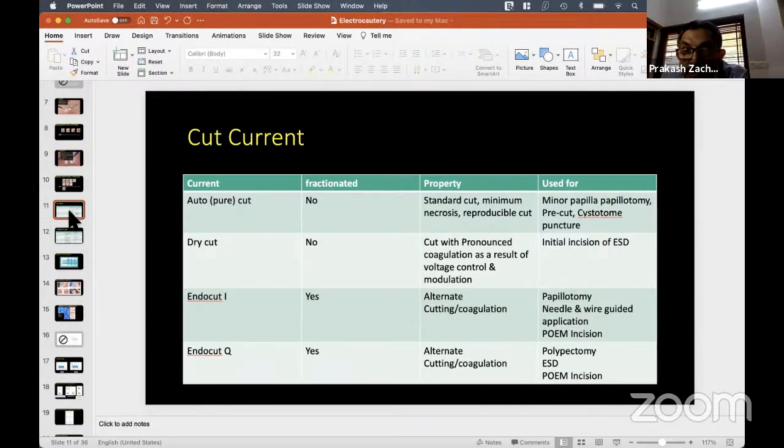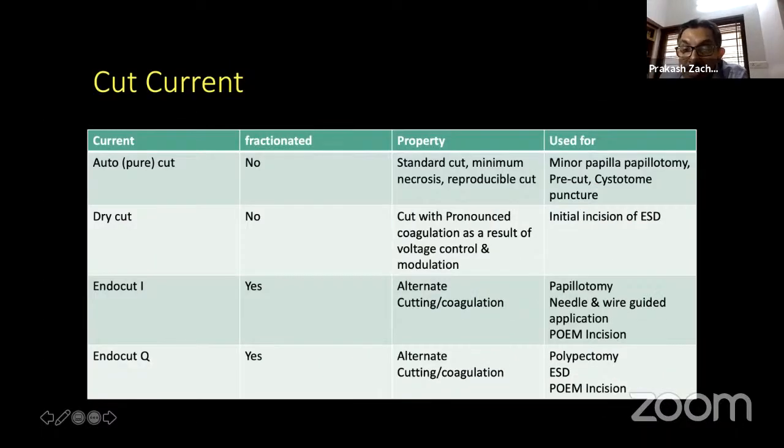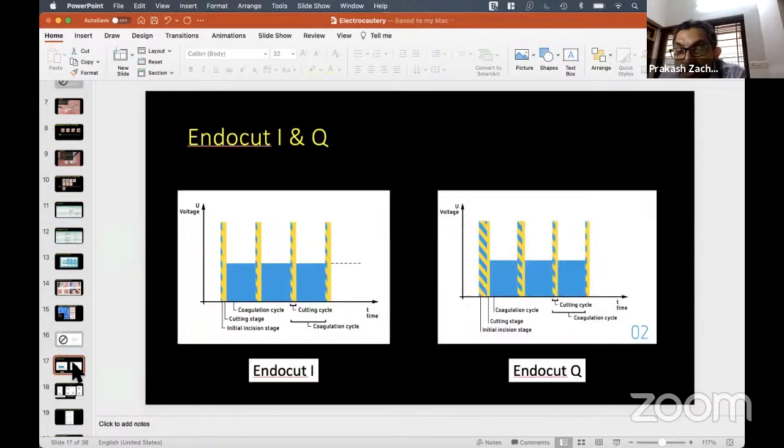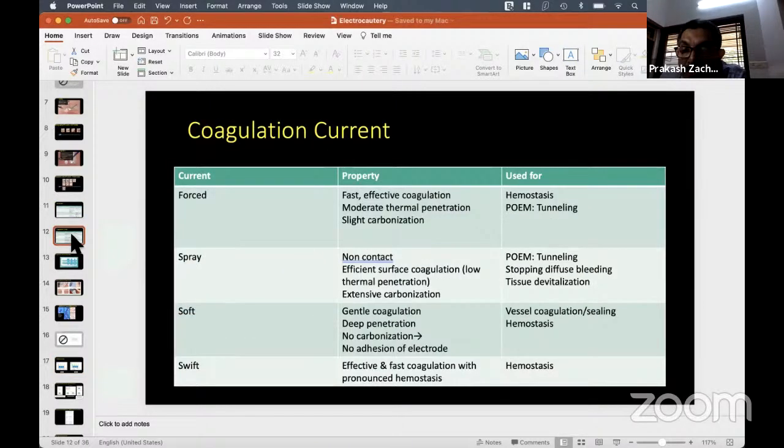cutting and coagulating. So the thing is that this combines some amount of cutting as well as coagulation. There are certain cut modes where the cutting aspect is more and coagulation is less. And there are coagulation modes where the coagulation aspect is much more and the cutting aspect is less.